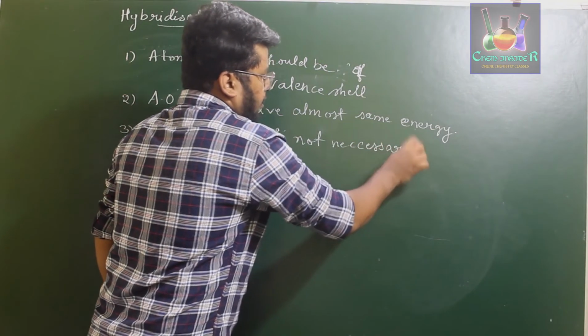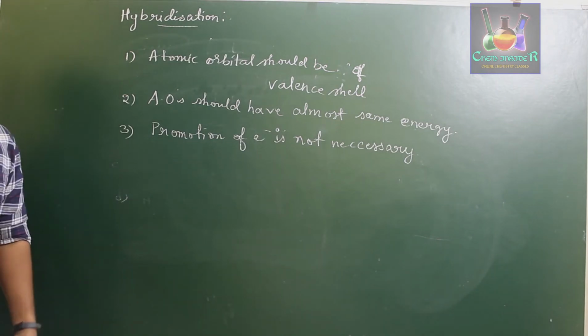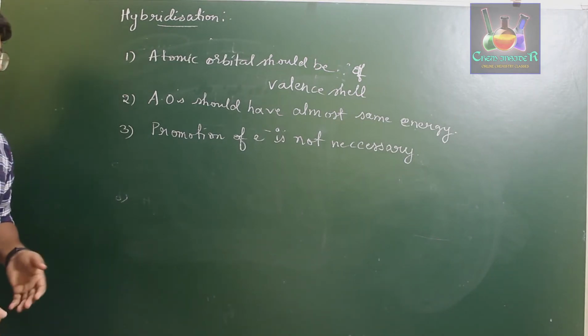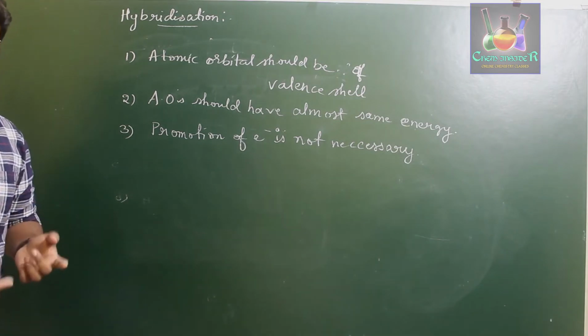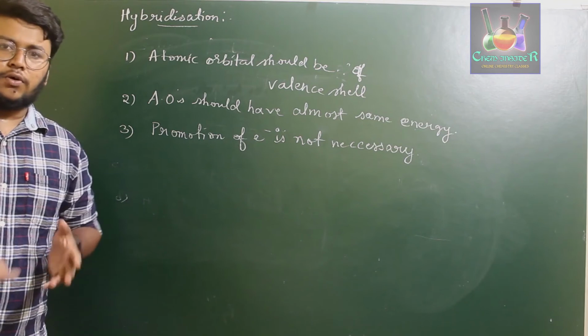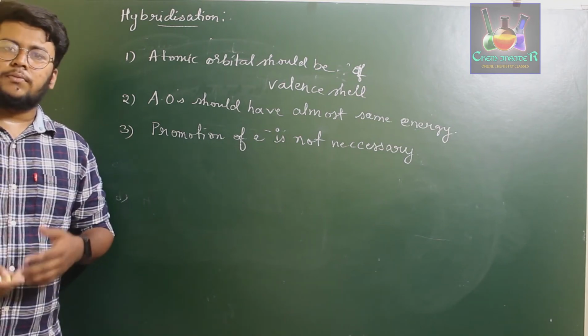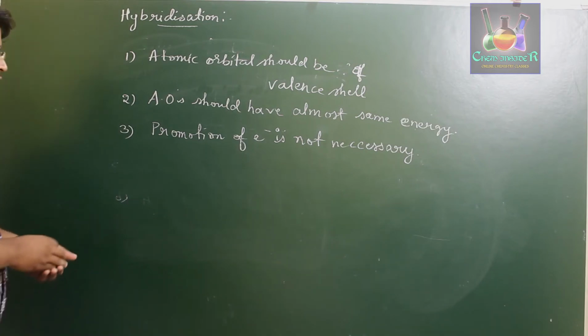That means if they want, they can undergo excitation. If they don't want, they cannot undergo excitation. That means the promotion of electron is not compulsory for undergoing hybridization. It may undergo excitation, it may not undergo excitation, and those compounds may also form hybridization. That is the third condition.